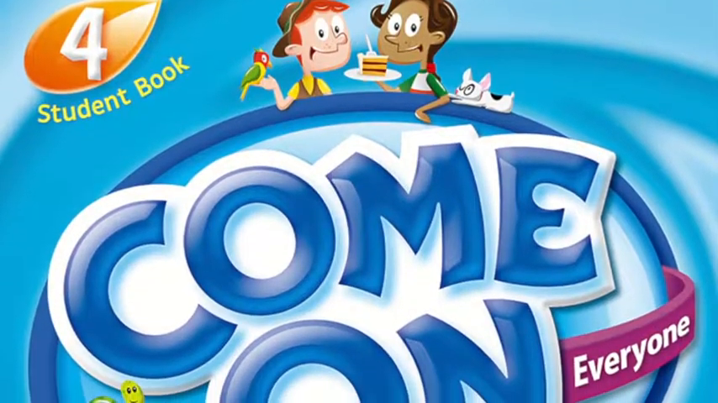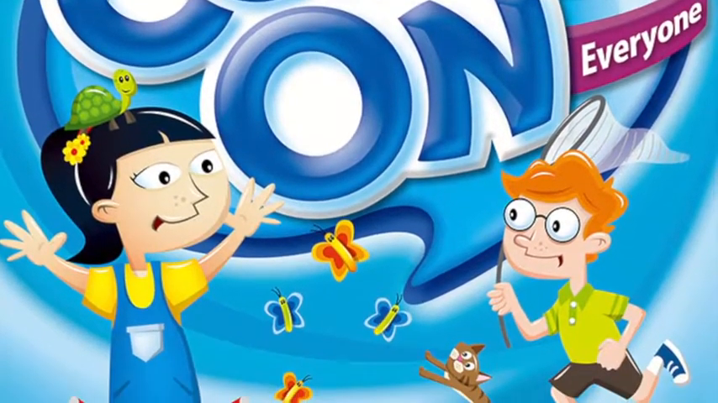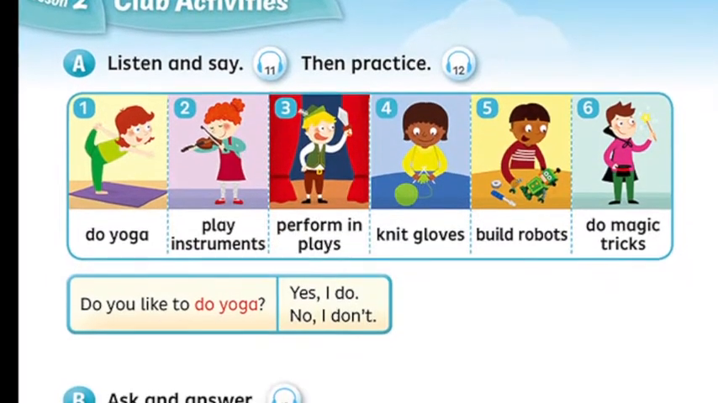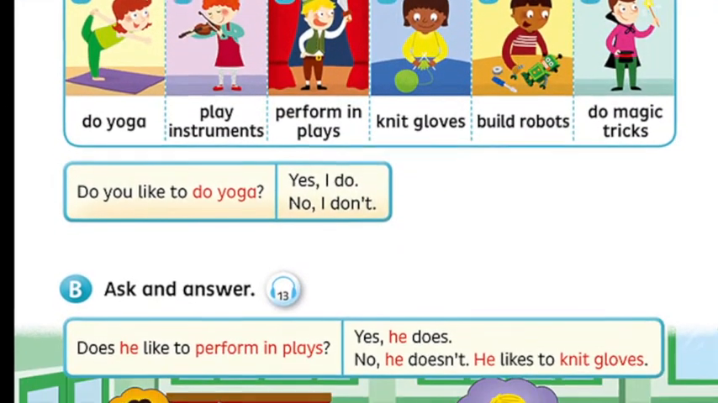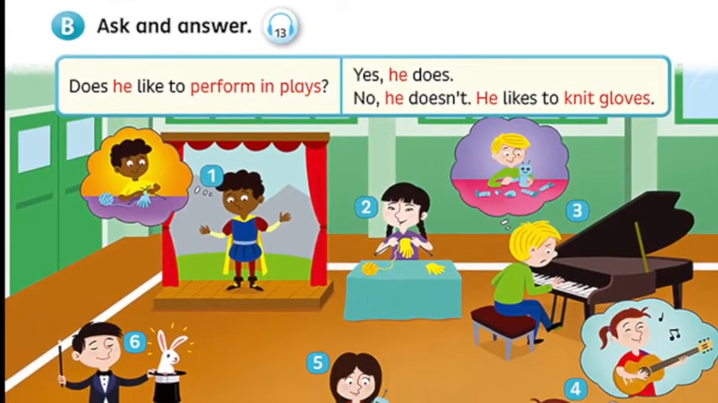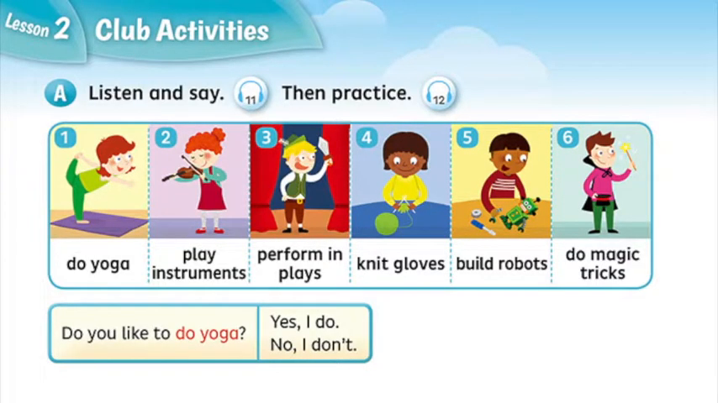Now let's go ahead and open our student books. That is our Come On student books. You want to turn to page 8. Page 8 has a new set of vocabulary words. These are the club activities you do in each school club. Let's take a look at this picture. I'll let you take a minute.